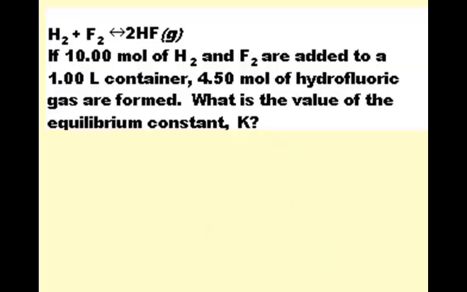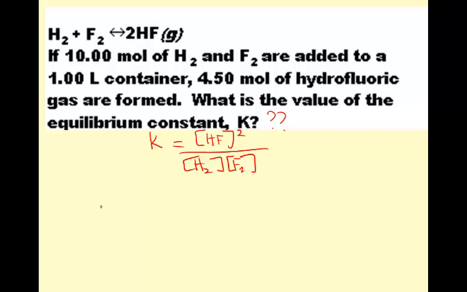Okay? Alright, hey, look, it's another problem. It's hydrogen gas and fluorine gas reacting to form hydrogen fluoride. We have 10 moles of H2 and F2 in a 1 liter container, and 4.5 moles of hydrofluoric acid are formed. What is the value of the equilibrium constant K? So we want K. What's K? So we want to find products, HF squared, over reactants, concentration of hydrogen times concentration of fluorine. Is there a plus sign there? No, these are all multiplying and dividing.